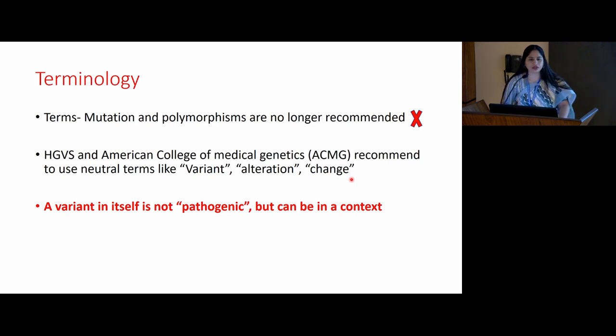Like Dr. Neha was asking for an example the other day, that a ZRSR2 variant is coming. Should I call it pathogenic, or what should I do? Should I call it variant of uncertain significance? Pathogenicity is one thing, but anything that is there is in context.